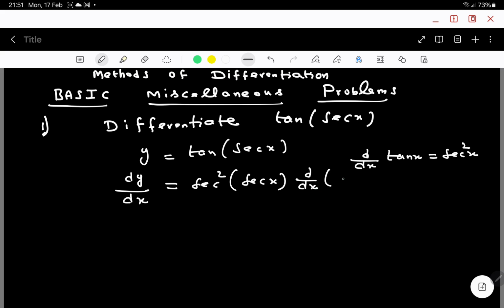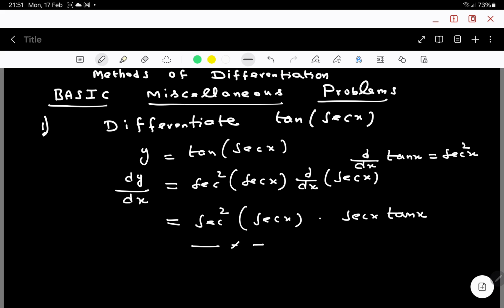d by dx of secant x. So secant square secant x. We know d by dx of secant x is secant x tan x. So into secant x tan x. That's all. So instead of x, we get secant x in bracket. So again differentiating secant x, we get secant x tan x.